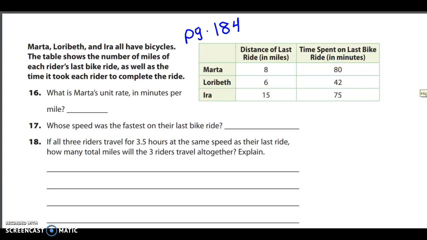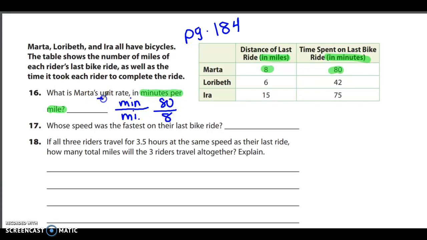And I want you to recognize here that they tell you how to set this up. They tell you to put the minutes over the miles. Minutes per mile means the minutes over the miles. So we're going to go get her minutes, and put that over miles. Her minutes is 80, and her miles were 8. So it's going to be 80 over 8.